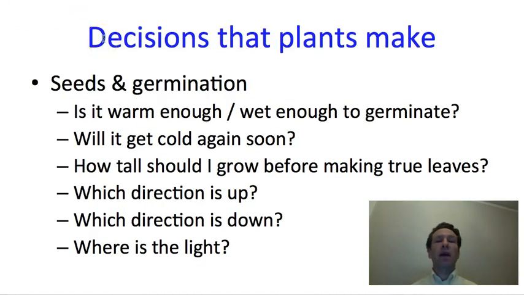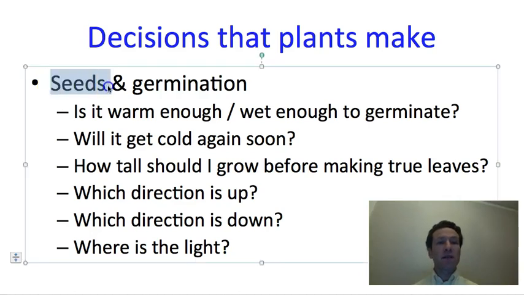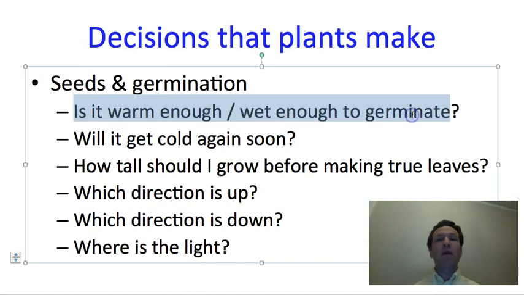Let's start by thinking about decisions that a plant needs to make. We will start at the beginning of a plant's life cycle with seeds, and we can think both about seeds that have not yet germinated, as well as seeds that have germinated and the seedling is starting to grow. So starting with seeds, before they germinate, they have to know some things about the environment, such as whether it's warm enough that they will be able to grow, and whether it's wet enough that they will have a water source to power their growth and development.